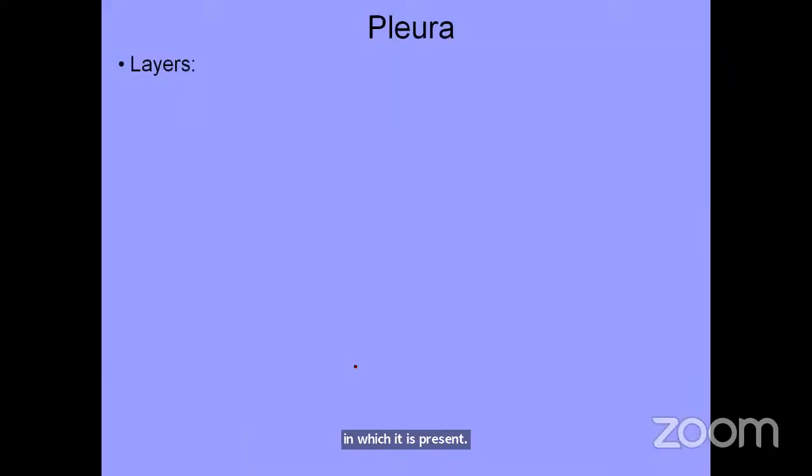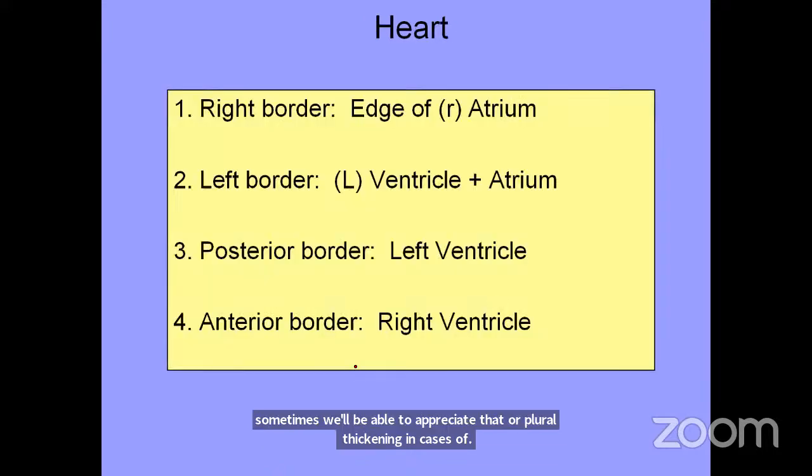Then we have the layers of the pleura, which are not usually visible on the X-ray, except for the apices. When pleural thickening is there, then sometimes we will be able to appreciate that. Or pleural thickening in cases of old pleural lesions like empyema, which is healed.